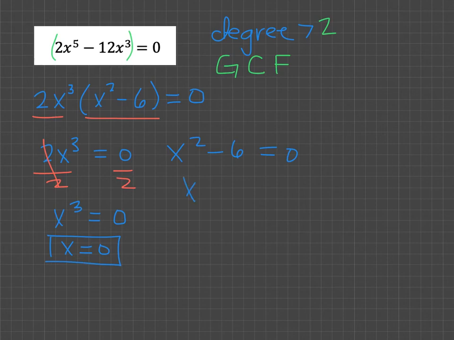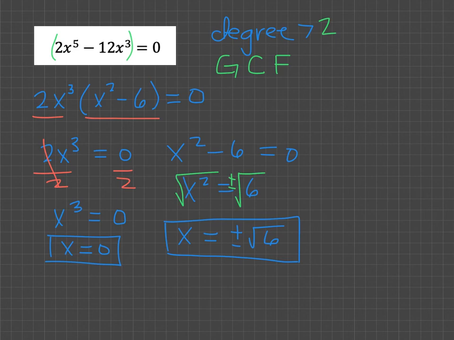x squared minus 6 equals 0. We want to add 6 to both sides, and then to undo the squaring, let's take the square root. And remember, plus or minus out in front of the square root of 6. So square root of x squared gives us x, and that's equal to plus or minus square root of 6. That is a real solution, but it is irrational since we are not able to simplify that square root of 6. It's not a perfect square. We have an irrational number.